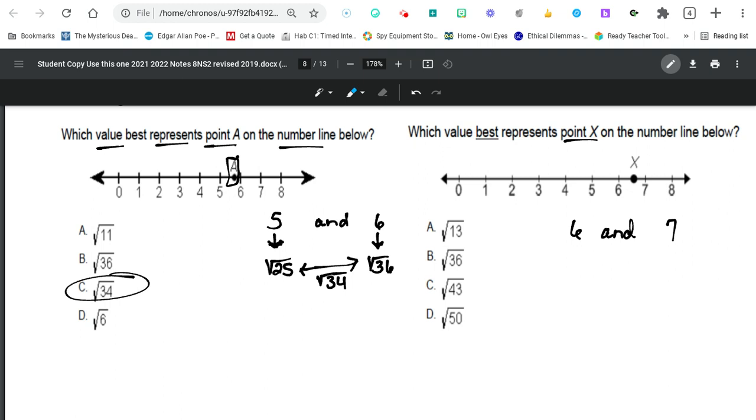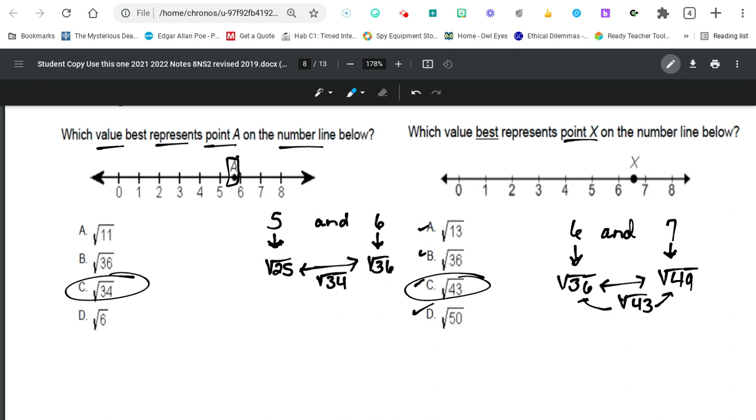All right. This is what you should have gotten. 6, in terms of a square root, is the square root of 36. And 7, in terms of a square root, is the square root of 49. So I'm looking for a number or a square root here, one of these that falls between these two. And that would just be the square root of 43. The square root of 43 is after 36, but before the square root of 49. Okay? And that's all you would do.